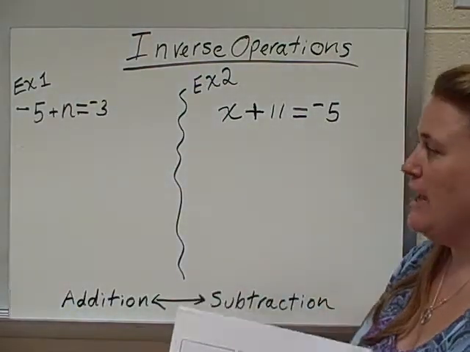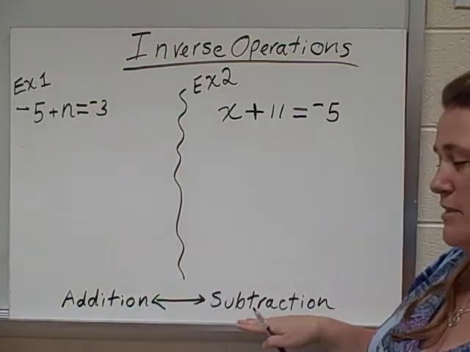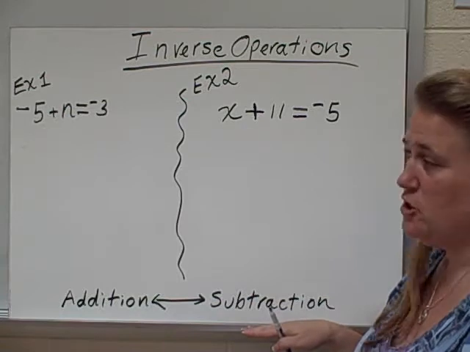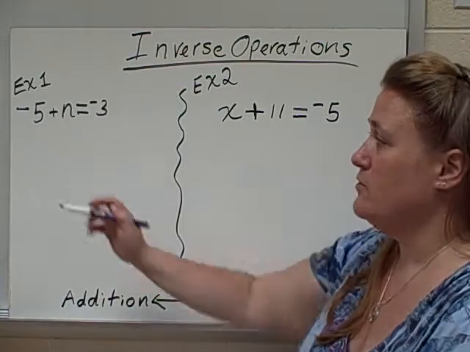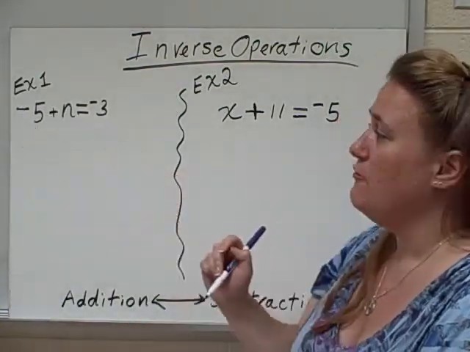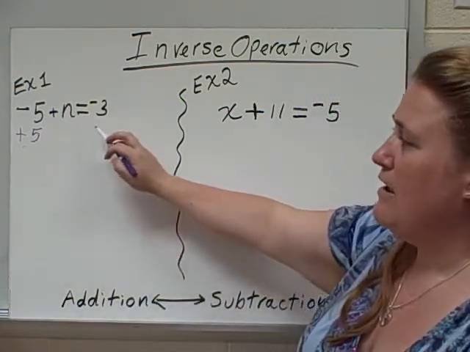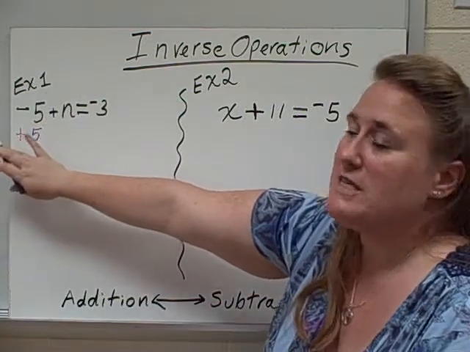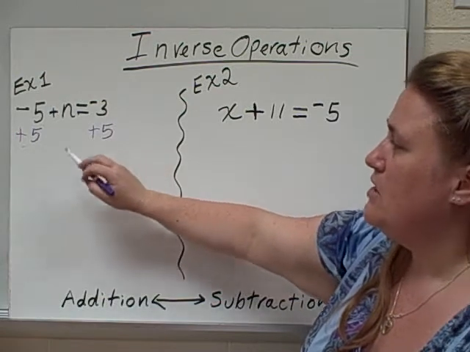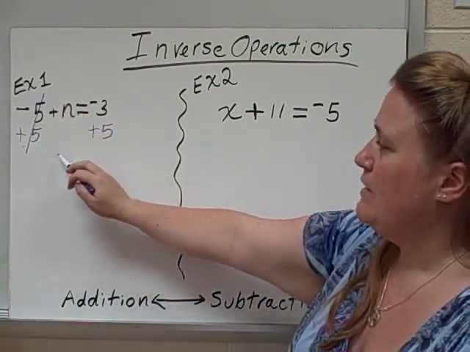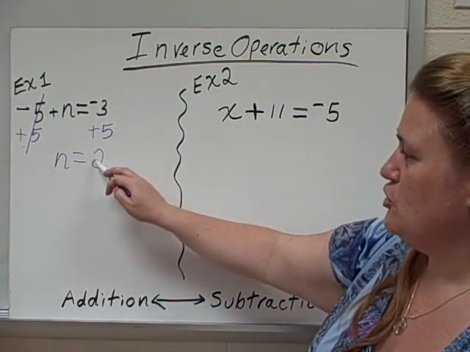So we're also going to learn how to solve problems using inverse operations. Remember, addition and subtraction are inverse operations. So we have that same problem, and this time we're going to solve it using inverse operations. The inverse of -5 is +5. We have to do whatever we do on one side of the equal sign on the other side. So we add 5 to this side. These two cancel. We get n = -3 + 5, which is 2.